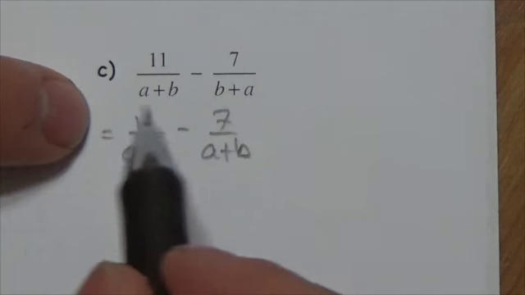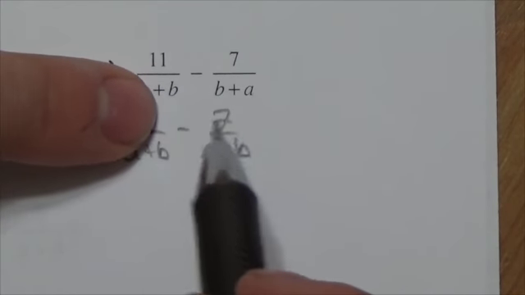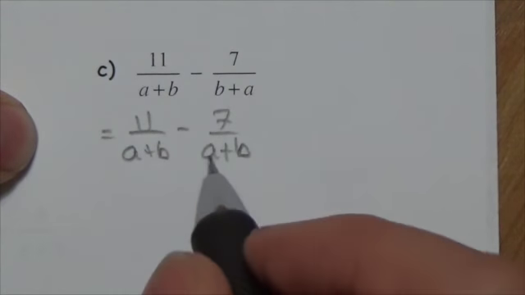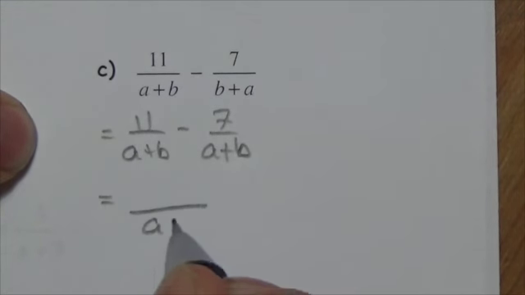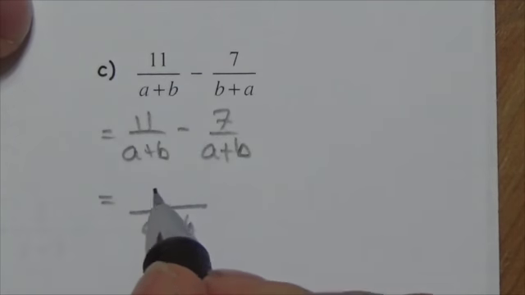Okay, now this is 11 over a plus b. This is negative 7 over a plus b. So all I've got to do is put the numerators together. Okay, and 11 minus 7 is 4.